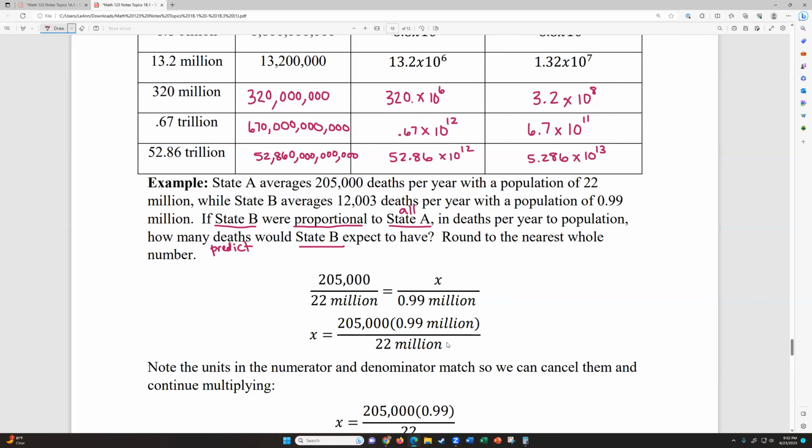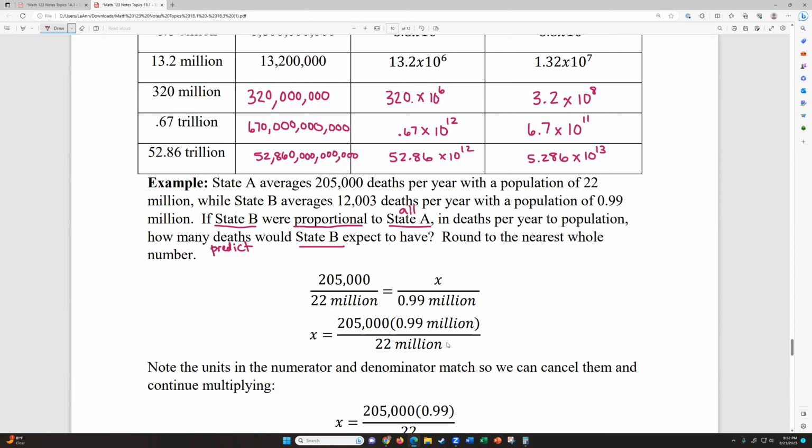That may not be true in real life because we're going to see that cities don't behave the same. There's not always the same crime rates and things like that, or sicknesses or illnesses. But the goal of this is to make a prediction based on someone telling you that they are proportionate. Okay.